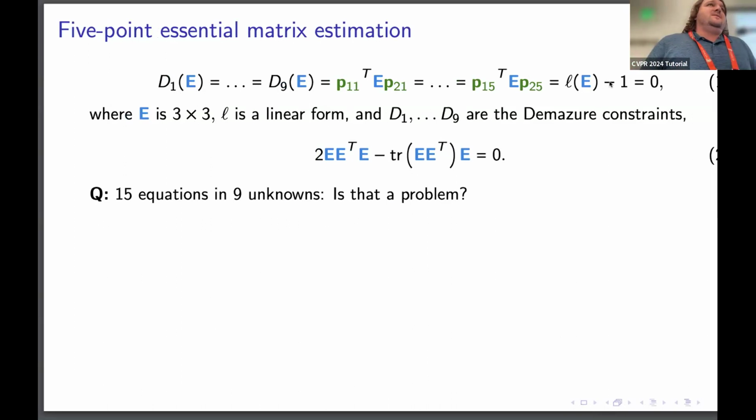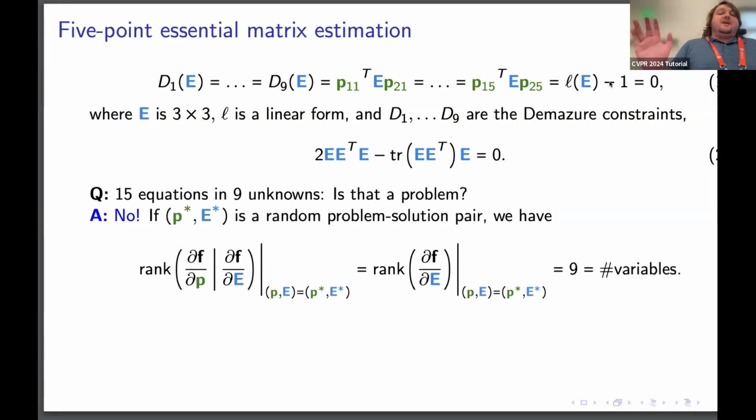If we want to use a homotopy continuation solver, the answer is no. So the trick is, if we have a random problem solution pair, the parameter homotopy method is going to work, generally speaking, if these two rank conditions are satisfied. The first rank condition is that the Jacobian of our system with respect to the variables has rank 9 at the problem solution pair. The second condition is that the following augmented Jacobian, where you have the derivatives with respect to parameters and unknowns, also has rank 9.